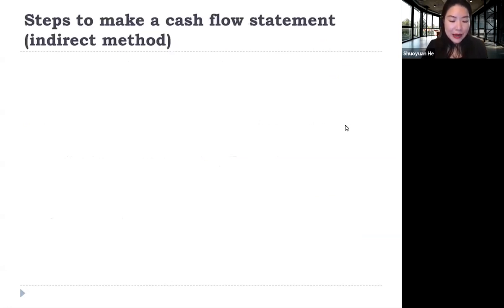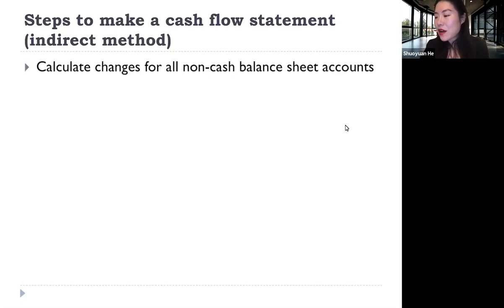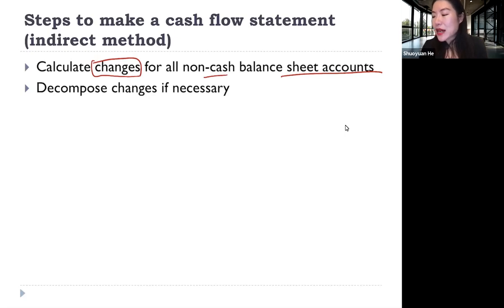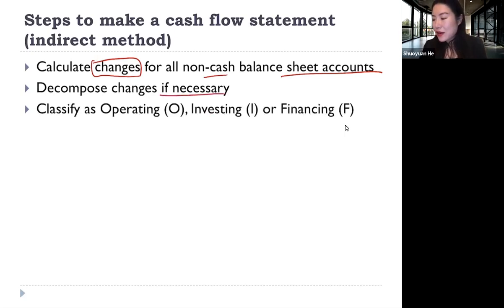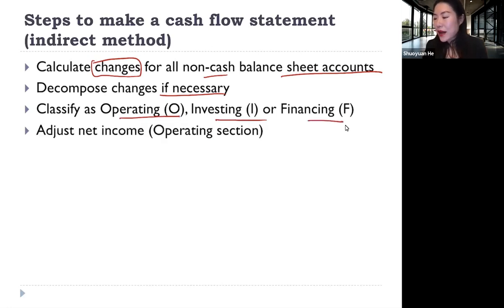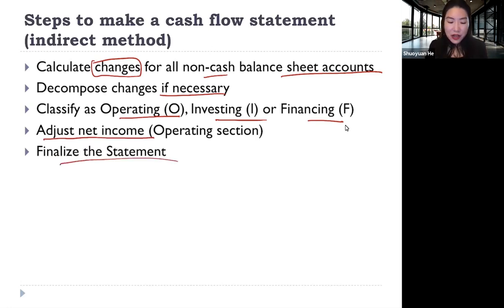And the steps to make a cash flow statement under the indirect method. First, we need to calculate the change in all of the non-cash balance sheet accounts. And then we decompose the change if necessary. Thirdly, we classify those change items into operating, investing, or financing. After that, we adjust net income and finalize the statement. So this is just a brief step-by-step description, and then we're going to look at an example very shortly.